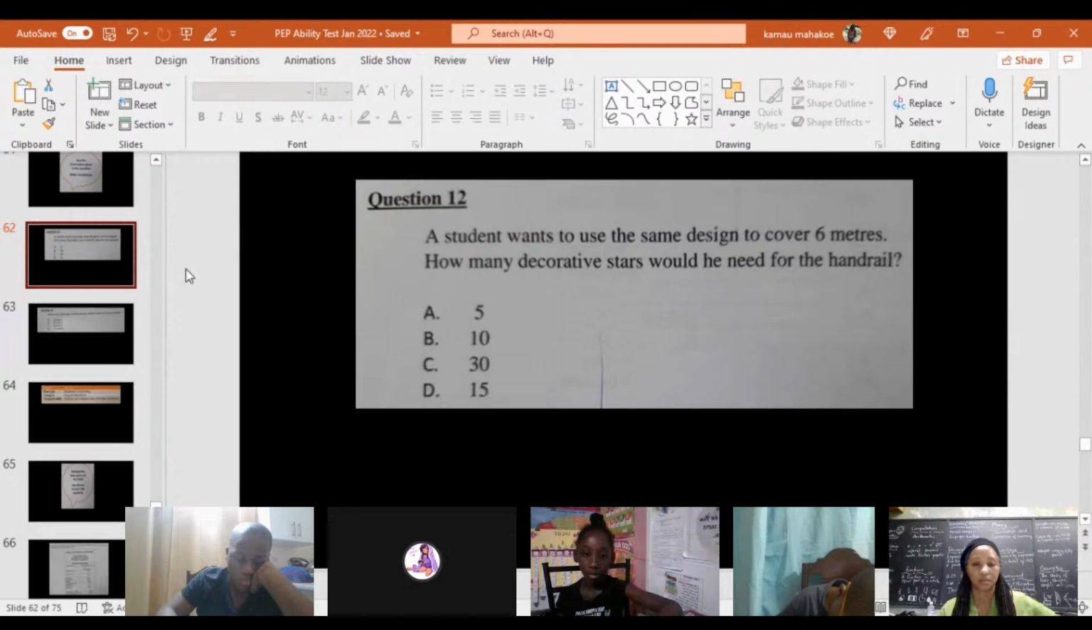Question 12. A student wants to use the same design to cover 6 meters. How many decorative stars would he need for the handrail? A. 5. B. 10. C. 30. D. 15.